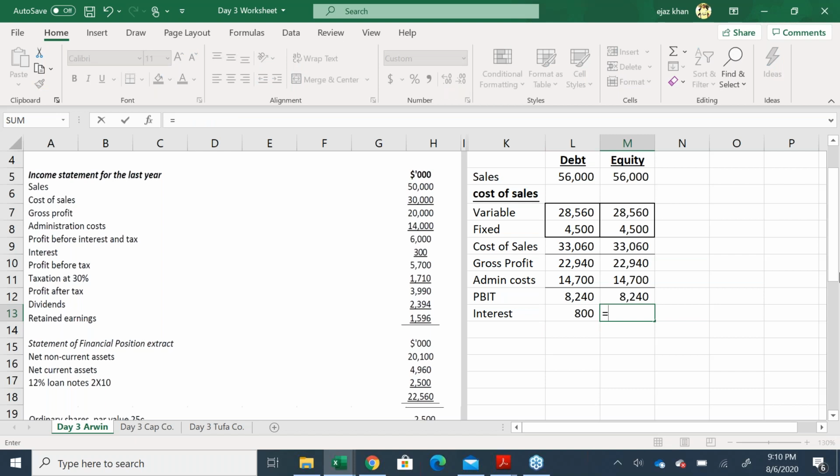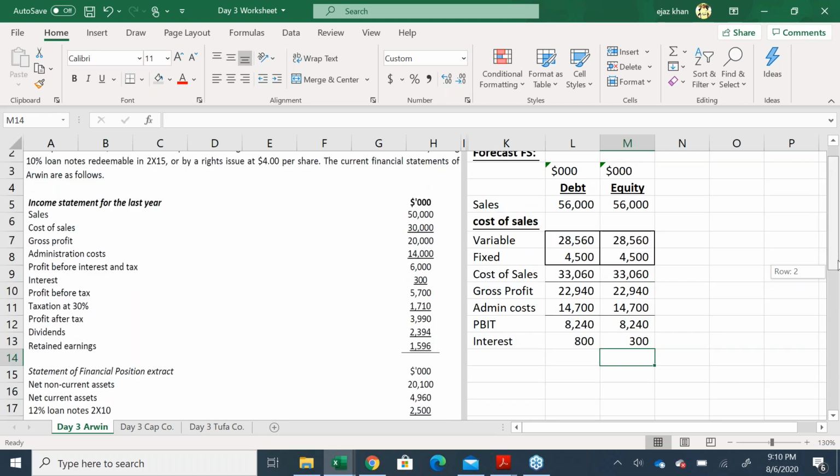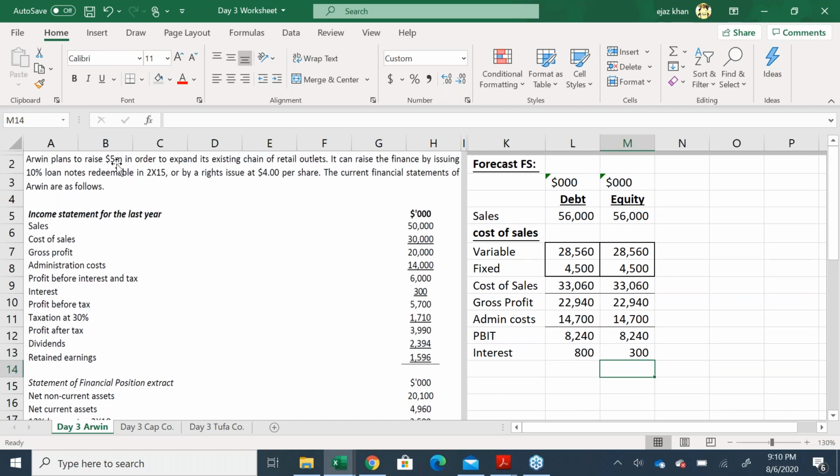And in this case, it should stay as 300 because if we are going for equity finance, then definitely there will be no increase. There will be no increase to your interest cost, so it will remain the same. 5,000 has been mentioned at the top of the question. Here it is 5 million. The debt, the new debt.